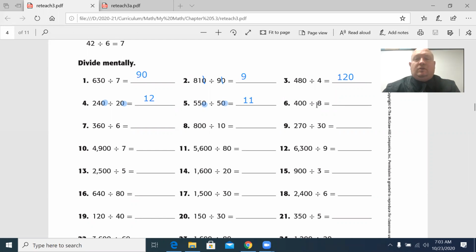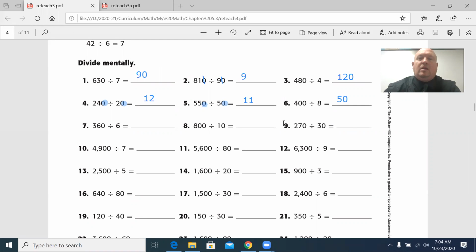800 divided by 4. It's a little more challenging. 4 is going to go into 8, because you can't put it into... but it can go into 80, or 8 hundreds, and it goes in 2 times. There's still 1 zero left over. And there we go.